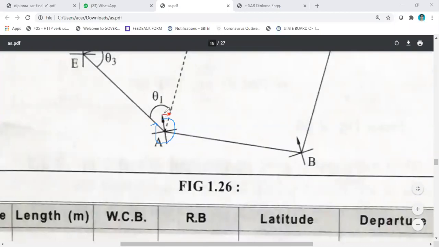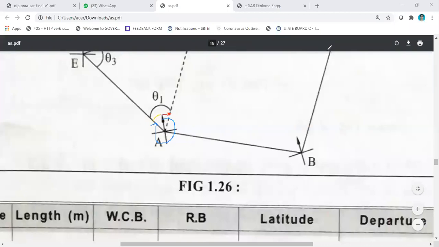Total theta 1 is the total angle measured from EAD, angle EAD. So this angle over here is to be added to the red color, so that you will get the total angle theta 1. So how do you get the yellow marked angle? Total circular angle is 360. From 360, when you subtract the back bearing of EA, you will get the angle marked with the yellow color. Then you can simply add these two to get theta 1.